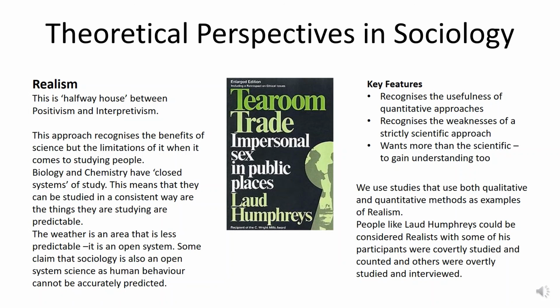So some people have likened the study of society in sociology to something like the study of the weather, where we can sort of have an idea of what's going on, but it's an open system, so we can't always predict. So realism is saying, okay, science is of benefit, but we've got to realise that it has limits. And actually finding out why people behave the way they do is also important. So in a way, realism is great because it's getting validity and some deeper understanding, but it's also got the reliability that positivism offers us.